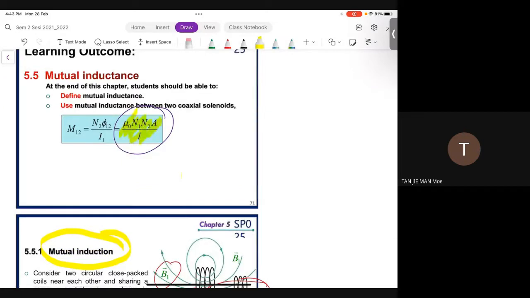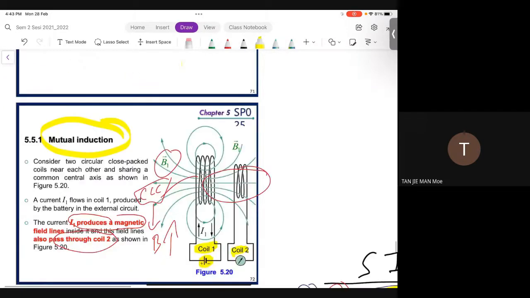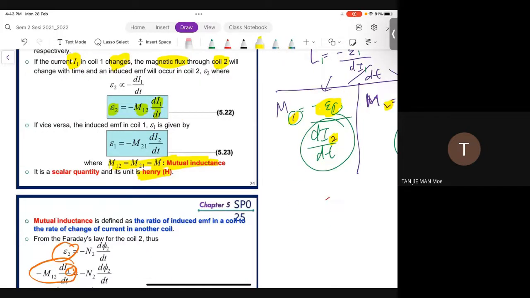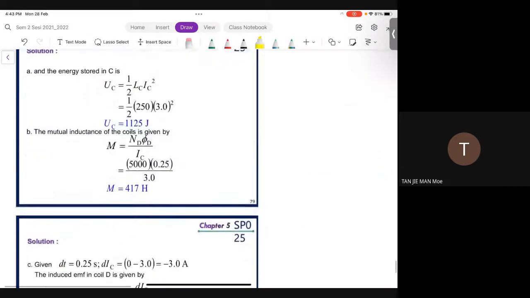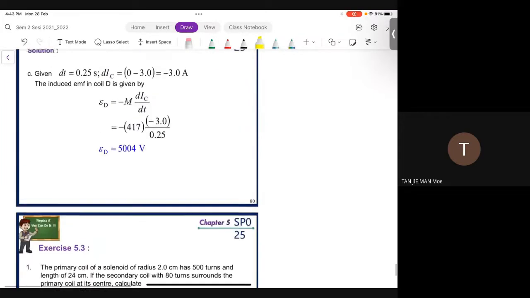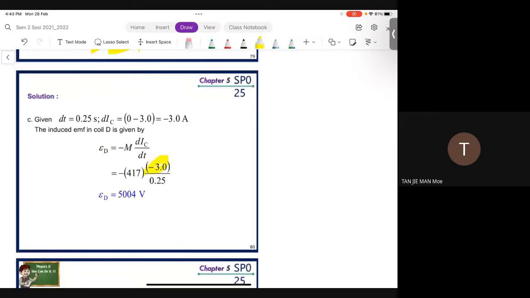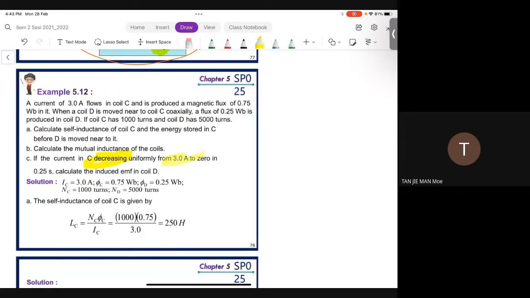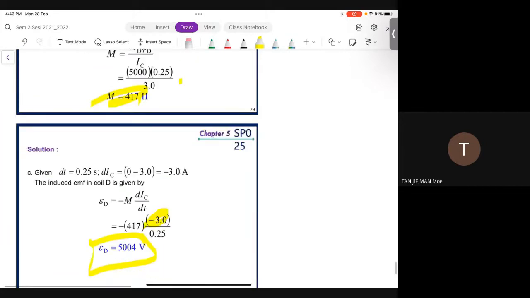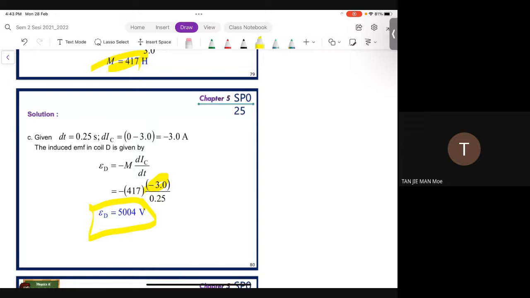You will not get negative because of the equation. The negative here is due to this formula. It is due to Faraday's law, because they treat the current change. M must always be positive. Look at di over dt. Why does it come out positive? Because it is decreasing.